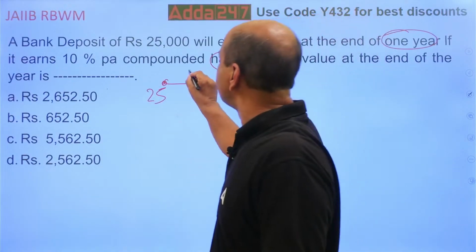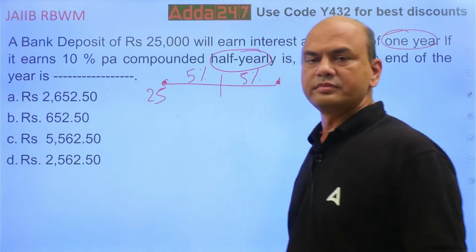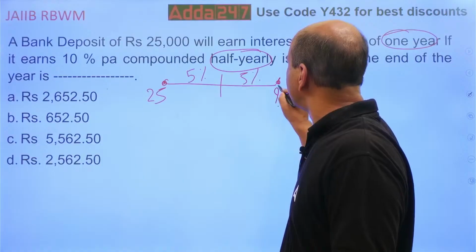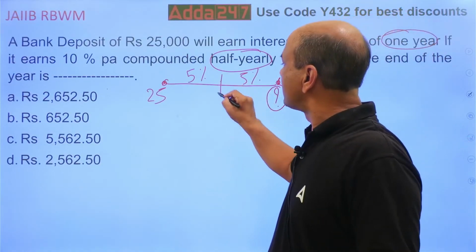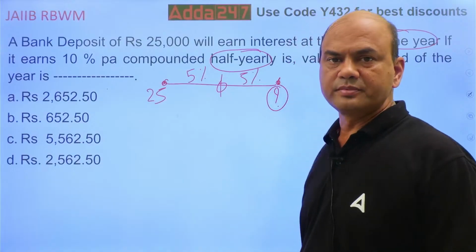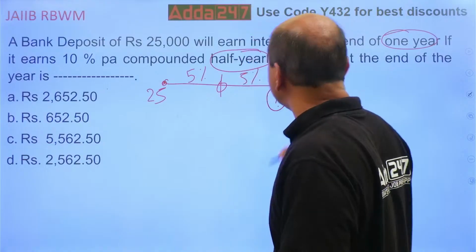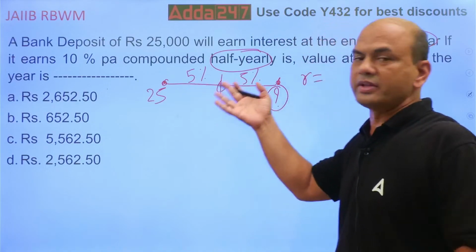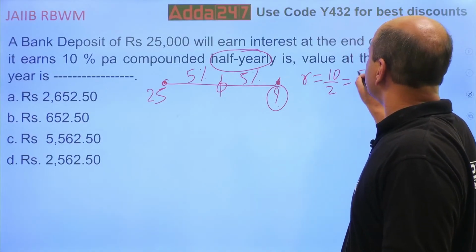So here it will be 5%. Here it will be 5%. Again, you have to find out the amount over the year. This is the question. Value at the end of the year will be what? Here we are doing the compounding in between. So whenever you are doing compounding half yearly, your R will always be whatever R is given upon 2. So 10 upon 2, that is equal to 5%.